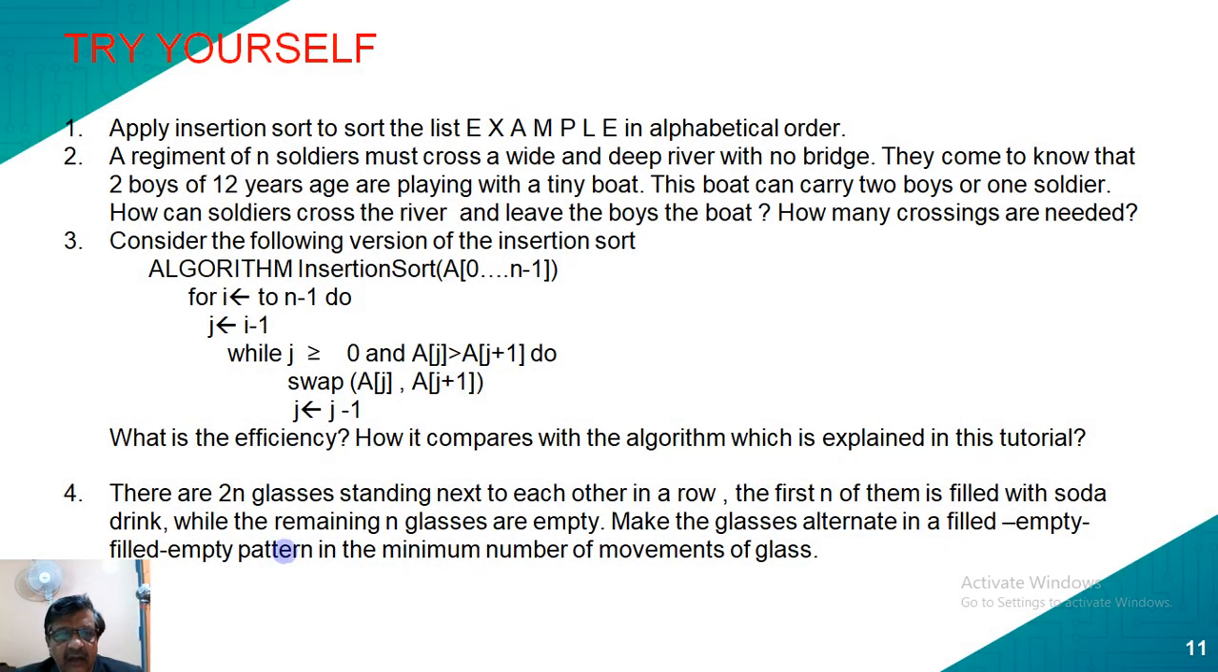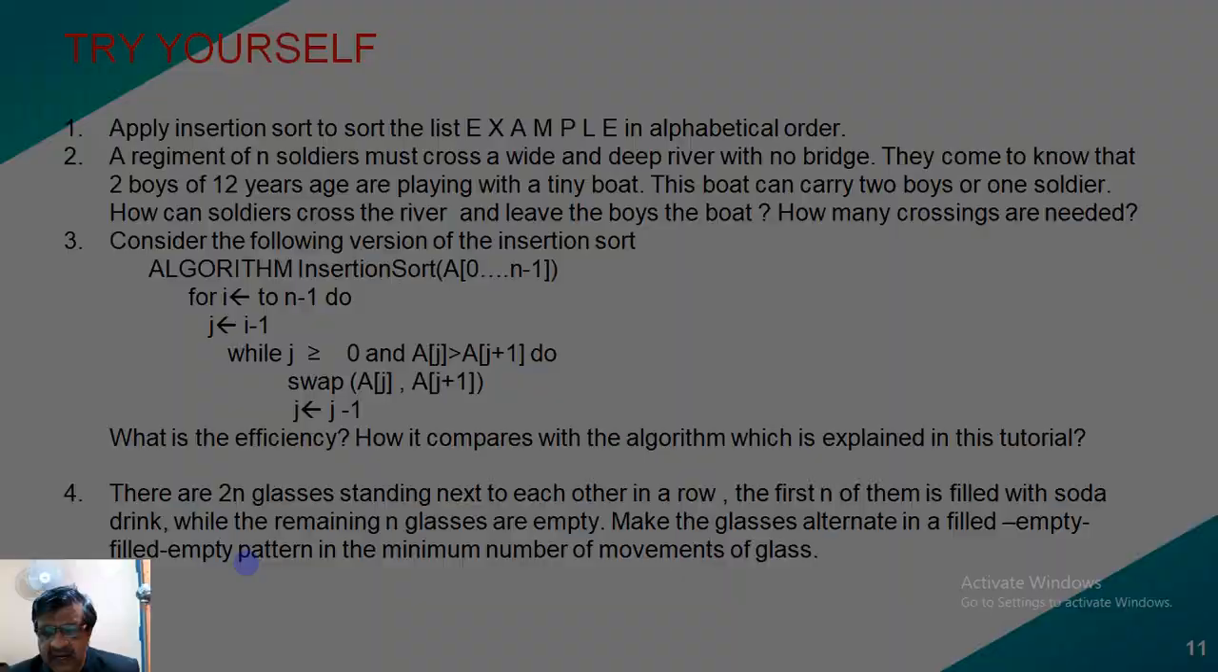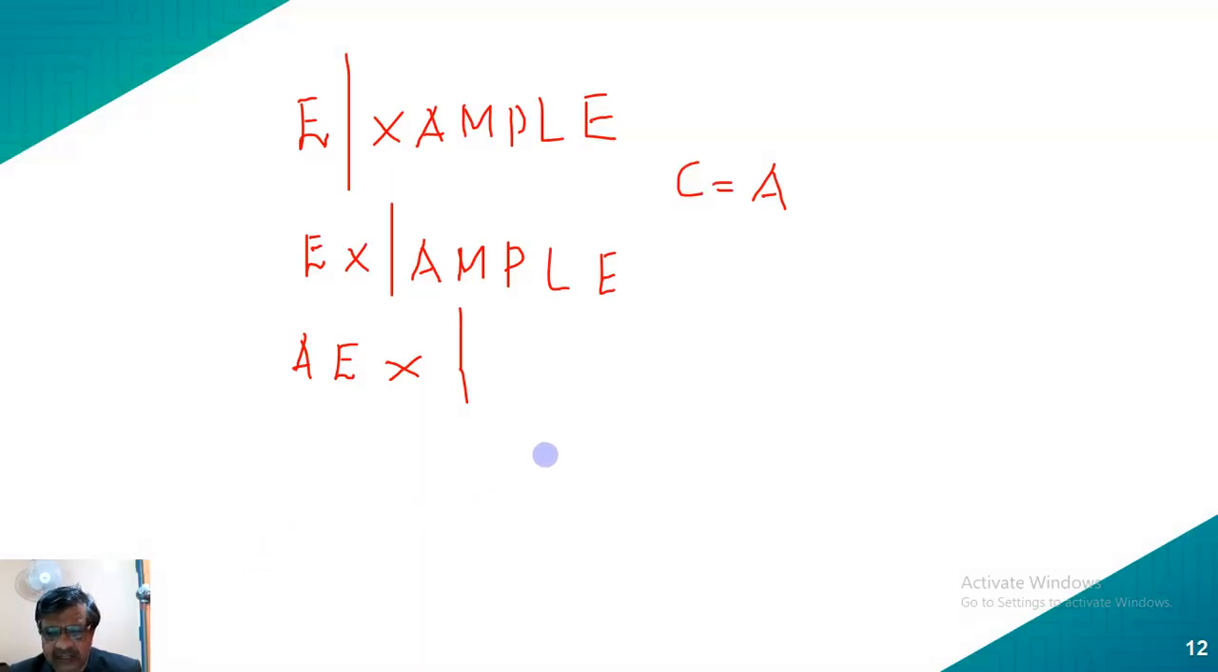Next one. A regiment of n soldiers must cross a wide and deep river with no bridge. They come to know that 2 boys of 12 years each are playing with a teeny boat. This boat can carry 2 boys or 1 soldier at a time. How can the soldiers cross the river and leave the boys with the boat? How many crossings are needed? So they can do it like this possibly.